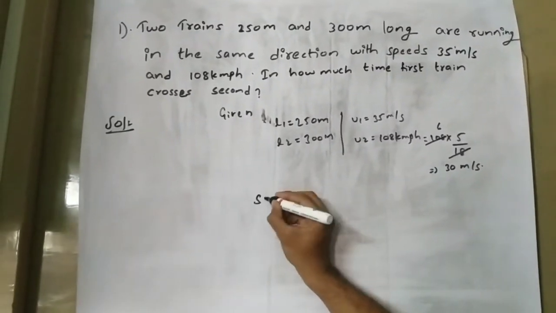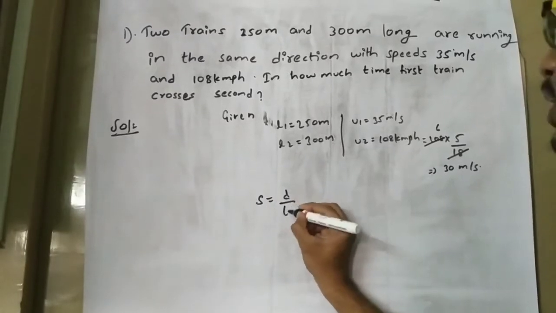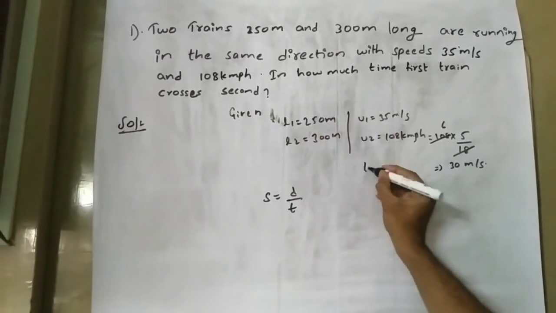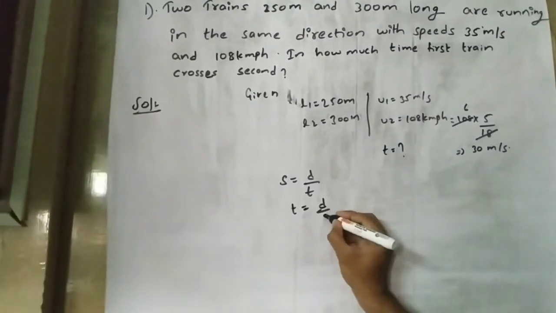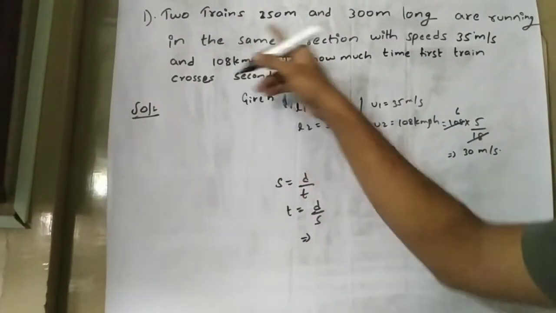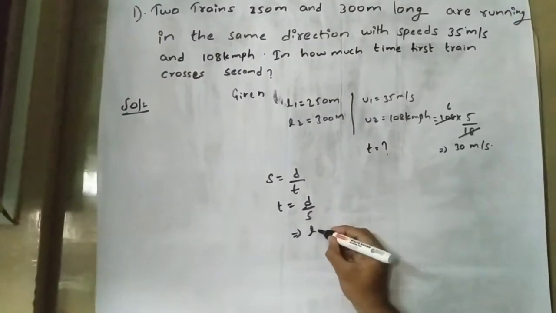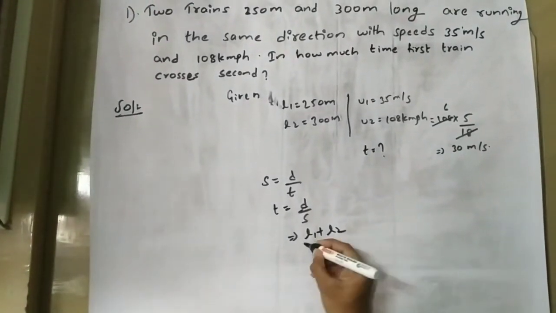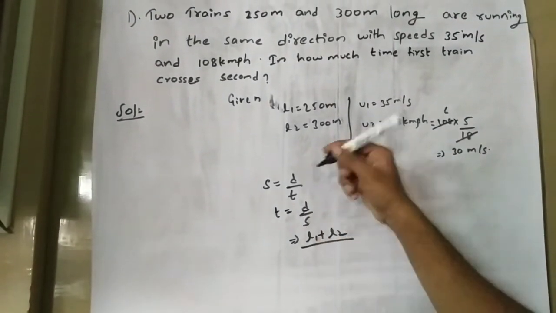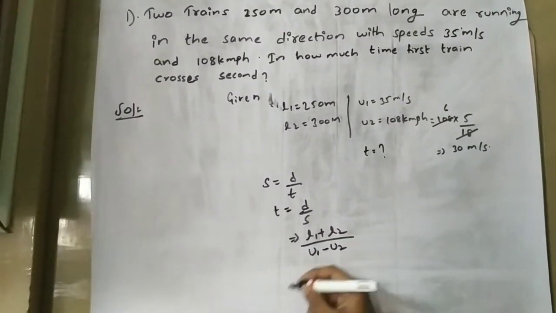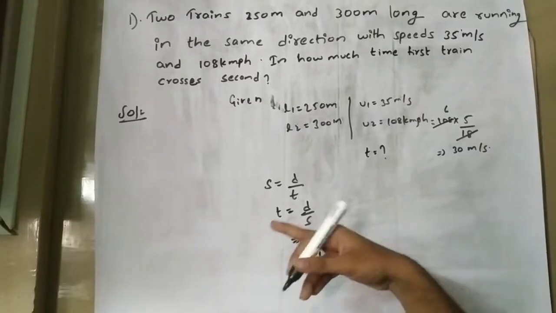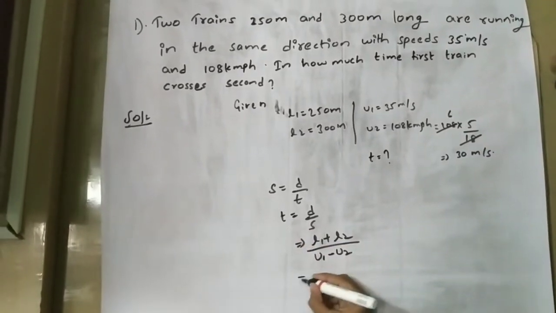We know the formula, speed is equal to distance by time. We are asked to find the time. Time is equal to distance by speed. We know if two trains are moving, the lengths will be summed up: L1 plus L2 by, as they are moving in the same direction, the speeds we should subtract: U1, first train speed, minus U2, second train speed.